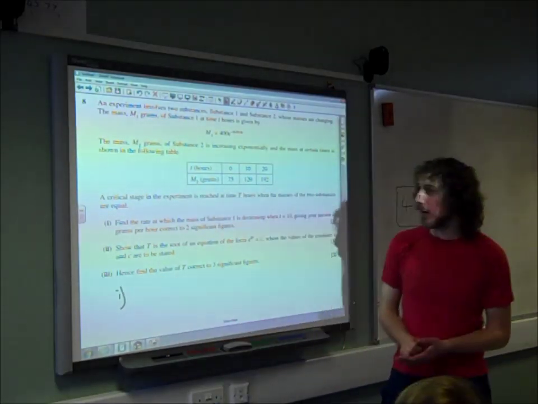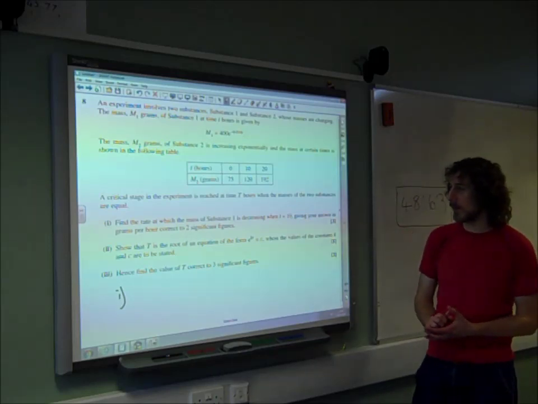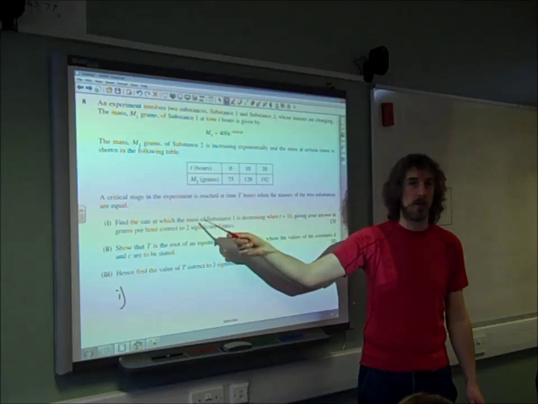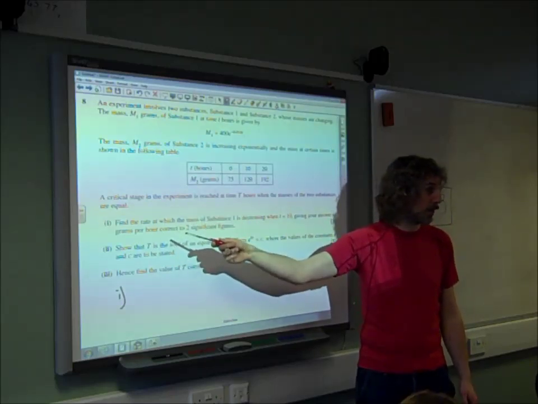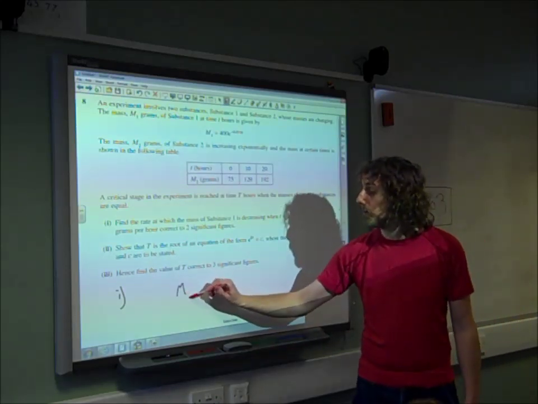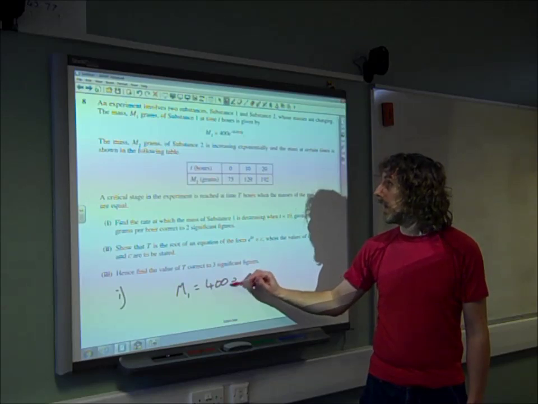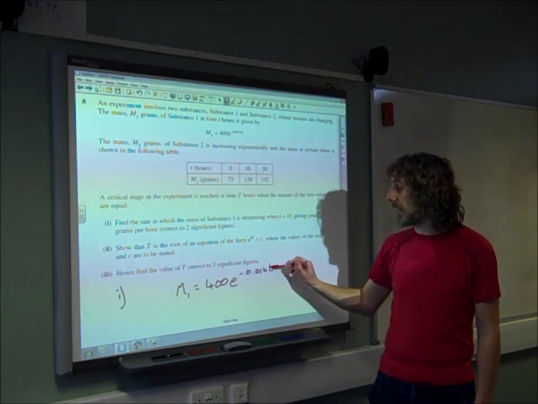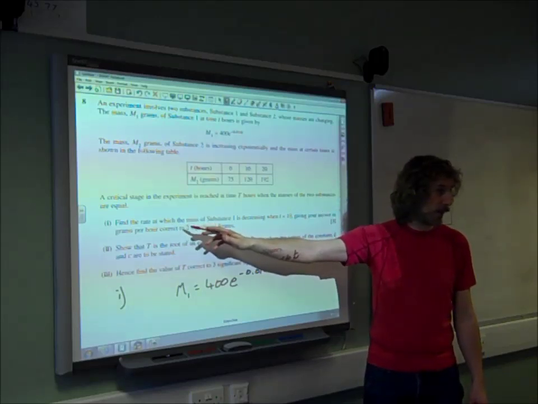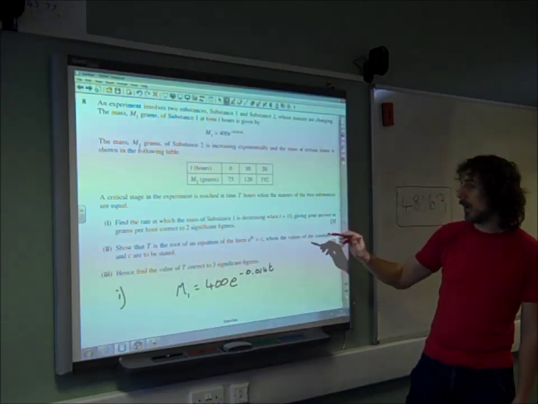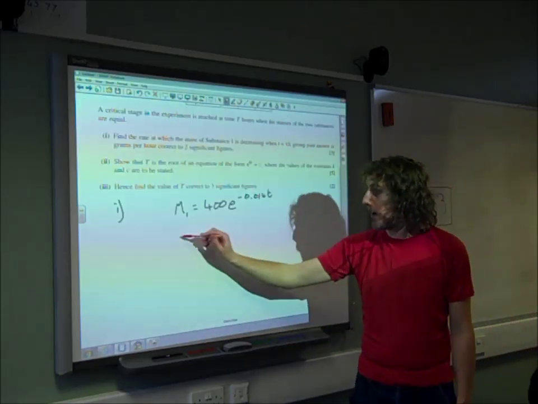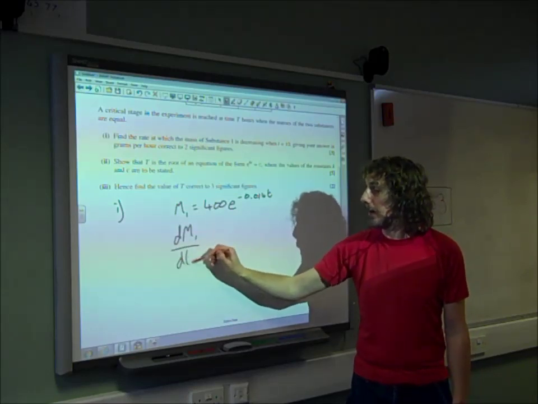Right. So find the rate at which the mass of substance 1 is decreasing when t is 10. As soon as we see this bit, the rate at which, that tells us it's a differentiation thing, isn't it? Rate of change is all about differentiating. So we've got that M1 is 400 e to the minus 0.014t. When we read that it says find the rate, that means we need to differentiate. And it's when time equals something, so it's the rate of change with respect to time. So dM1 by dt.